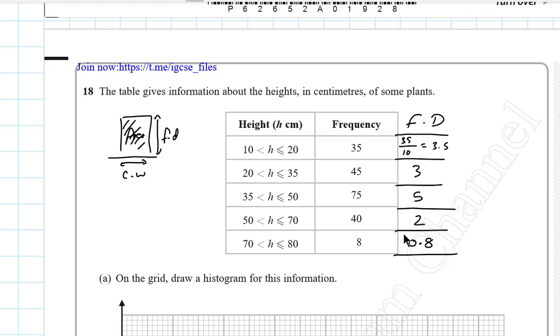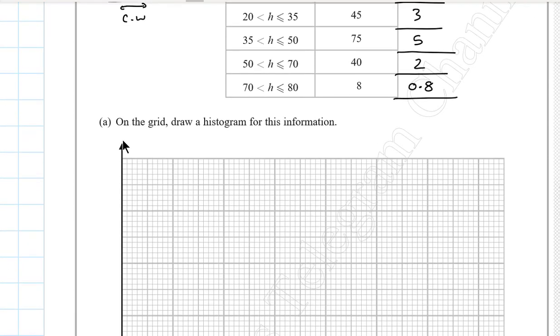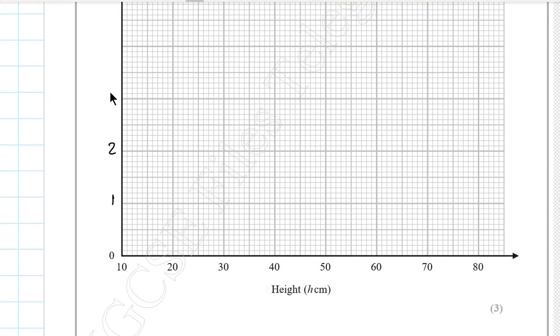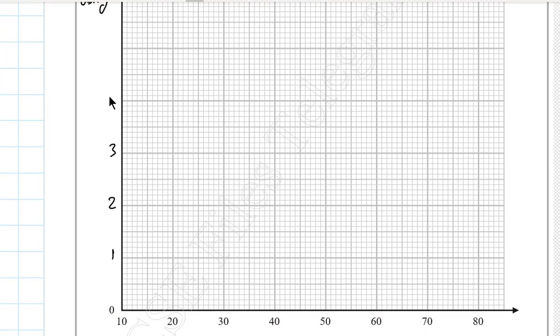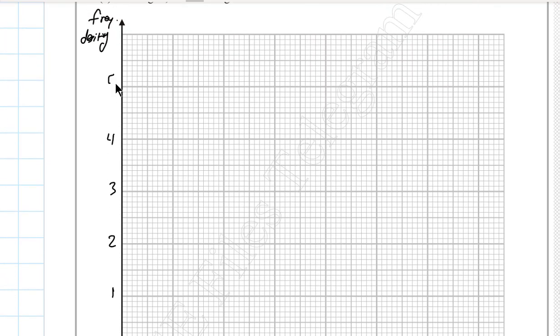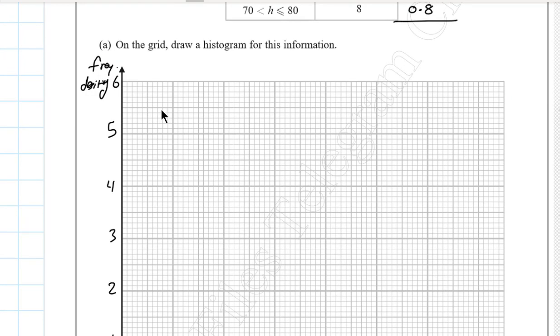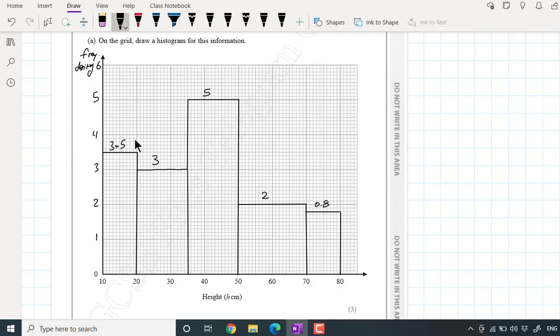Okay, since we don't have a scale here, we can make our own scale, but try to write frequency density here. Every small box is 0.1, 0.2, 0.3, and so on. This is 1, this is 2, this is 3, this is 4, this is 5, and this is 6. Okay, I will draw the bars quickly. Okay, this is the final bars with corresponding frequency density.